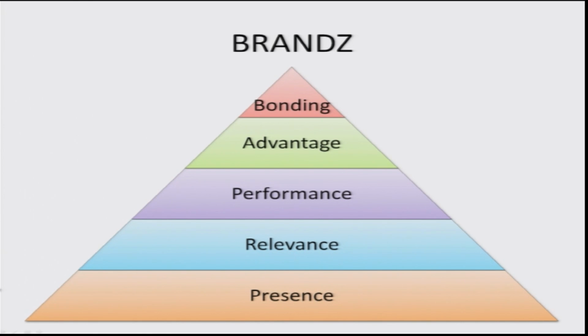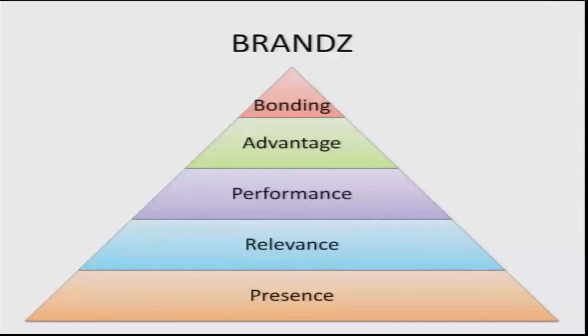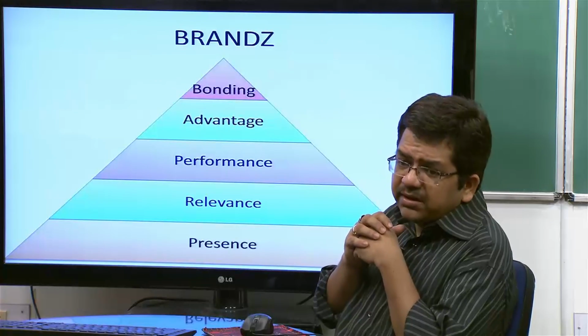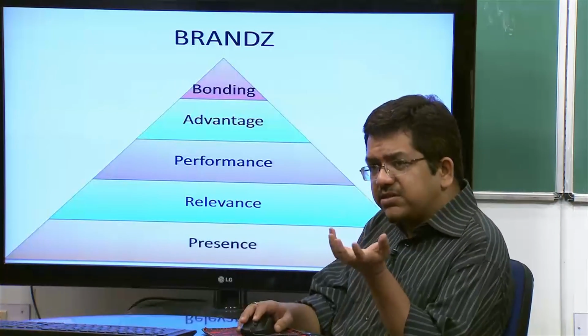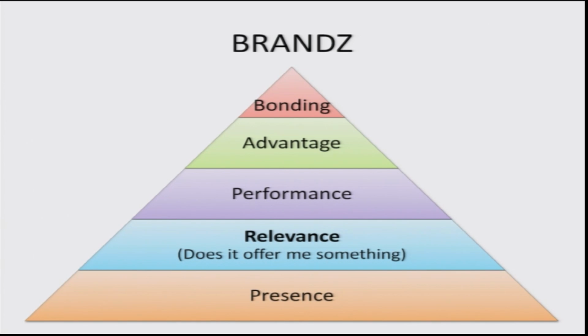Similar to the brand resonance model is the Millward Brown consulting firm's BrandZ model, where instead of 4 steps, you have 5 stages: presence, relevance, performance, advantage and bonding. The first step, presence, is very similar to salience or the identity part of the brand resonance model, where the customer answers the question: do I know this brand? The second is relevance: does it offer me something? I may know about a particular brand, but is it really meaningful to me? That is what relevance is.